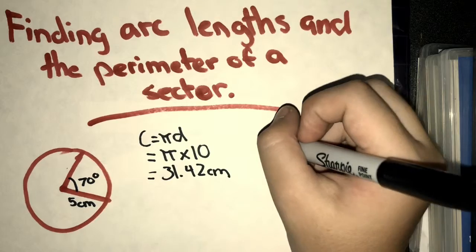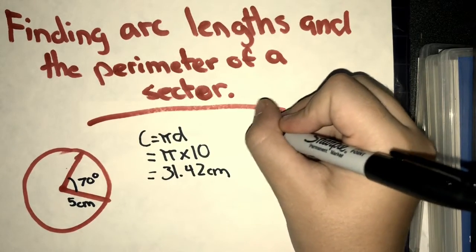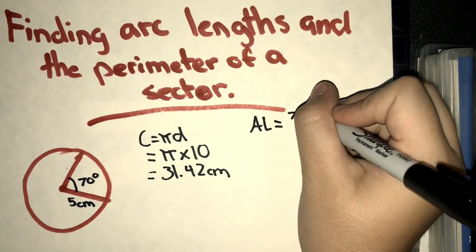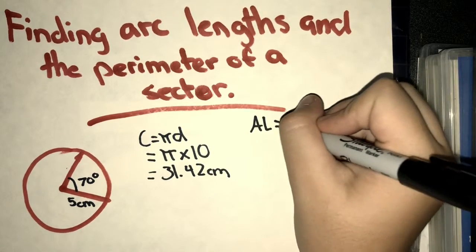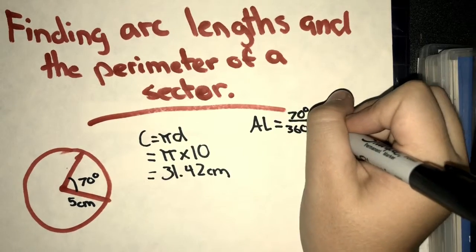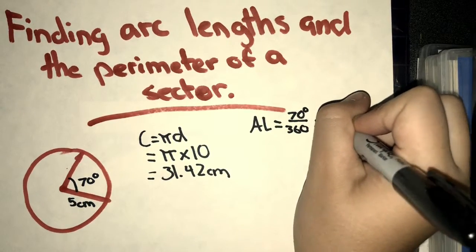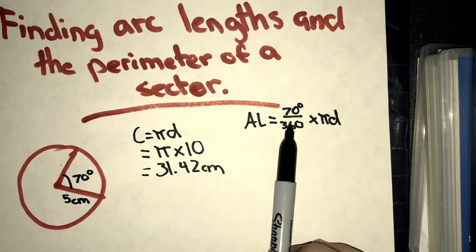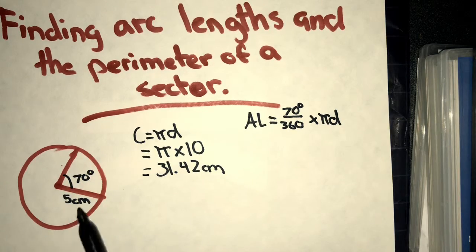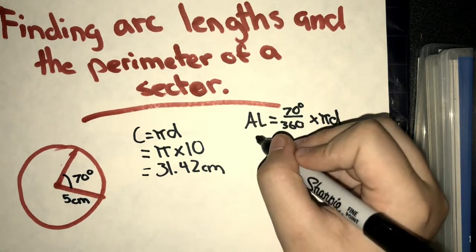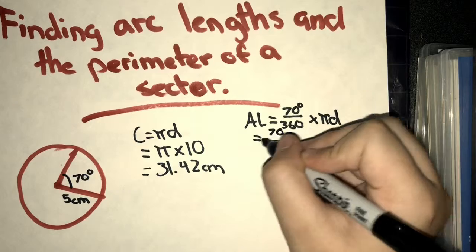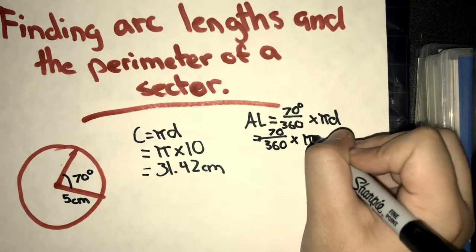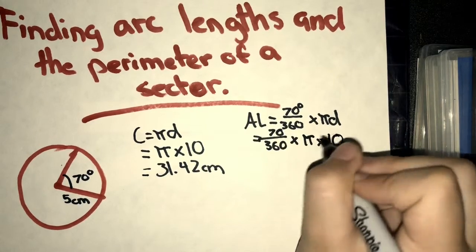Now to find the arc length, which I'll put as AL, you do 70 over 360 times pi diameter. You do 70 over 360 because it's 70% out of the whole circle. This now equals 70 over 360 times pi times 10.